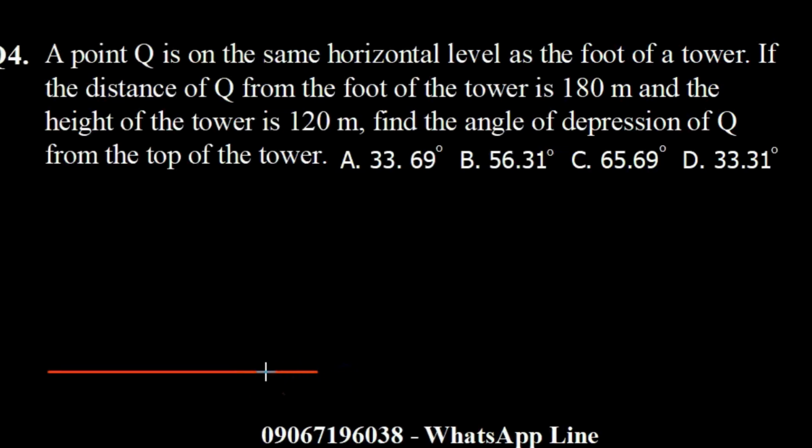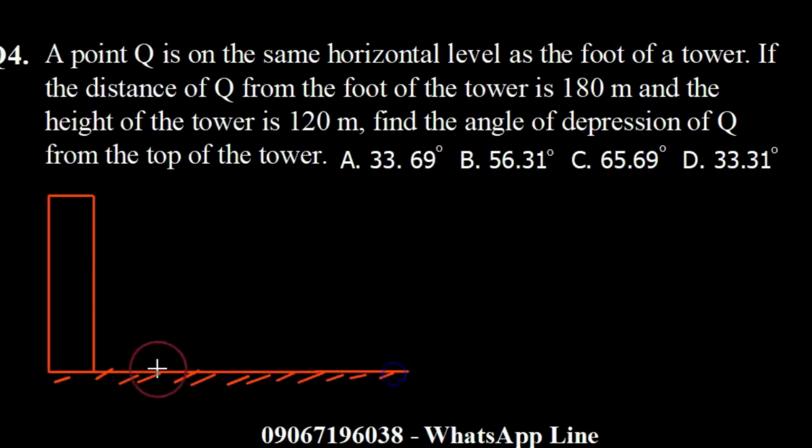Okay, now this is what it's going to look like. Q is on the same foot as the base of a tower. If we move on with this, let's call this the tower. You can see this is the tower, and here we have the ground level of the tower. Take note of that. This happens to be the ground level.